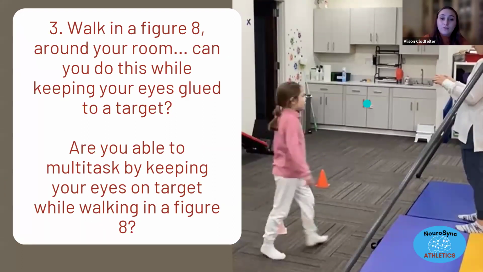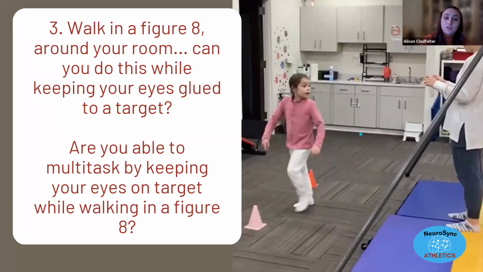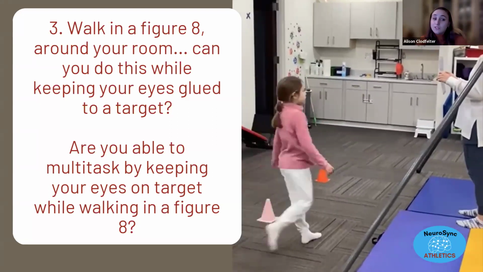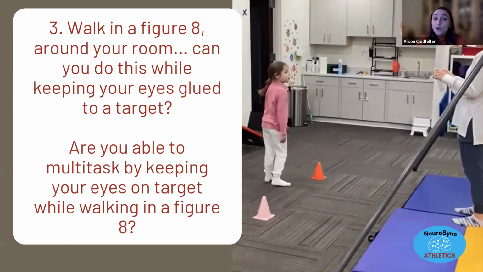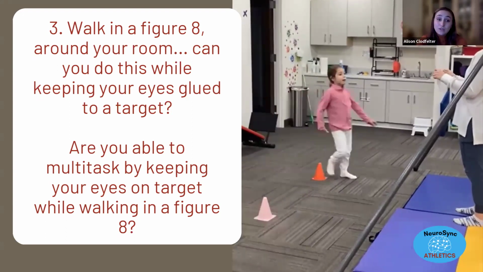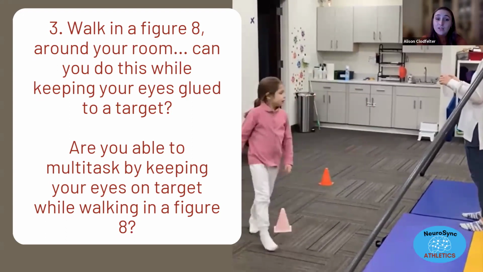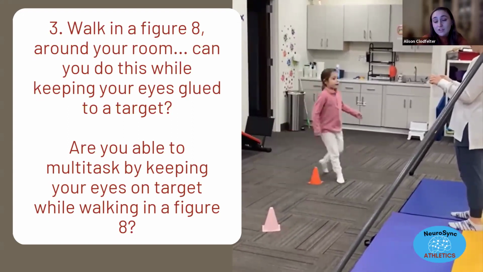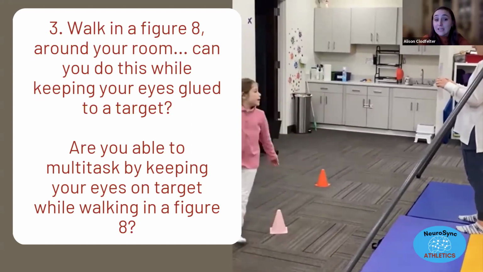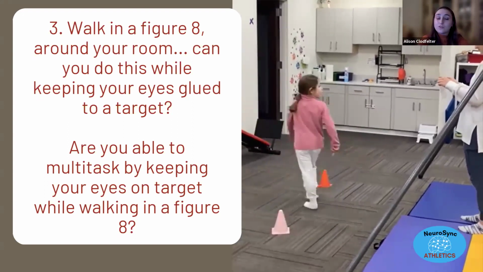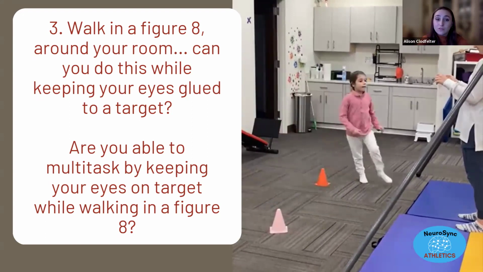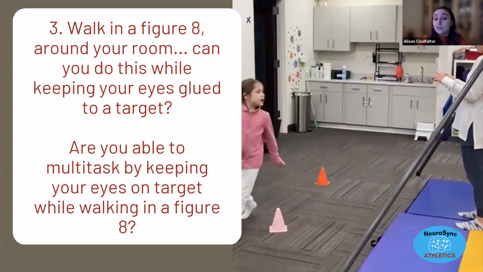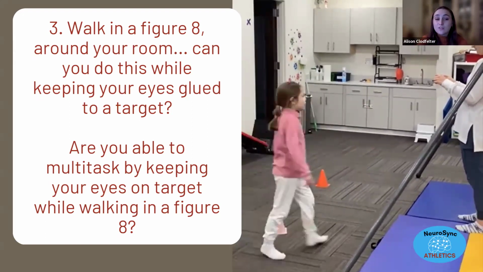Ask yourself as you're going through this, and I'll play this video again because it was pretty quick: are you able to multitask by keeping your eyes on the target while you're walking in a figure 8, or is it really tricky to walk in that figure 8 and keep your eyes focused at the same time? This child here is actually reading at the same time as she's walking around the cone. That adds an extra level of difficulty, where the brain is having to multitask on a cognitive task at the same time. So it's even trickier.